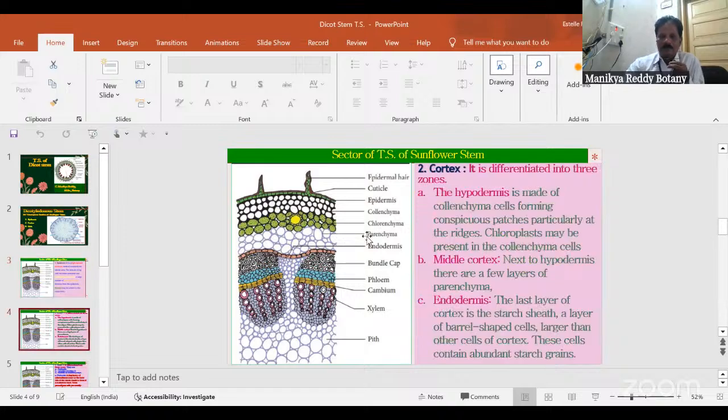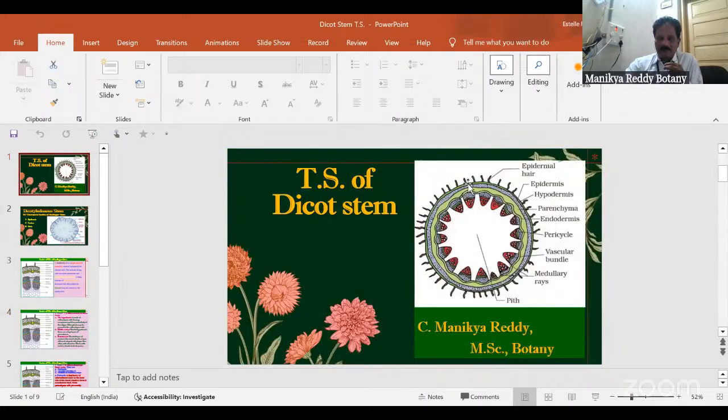Next, cortex. This is the second part. This is the part of the stem present between epidermis and stele. This is the stele. If you want to see the stele, see here. The outer part is epidermis. This light green and gray part is cortex.